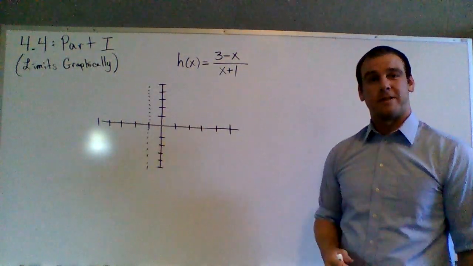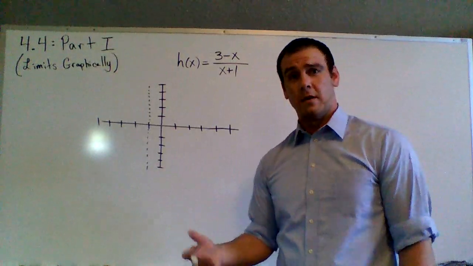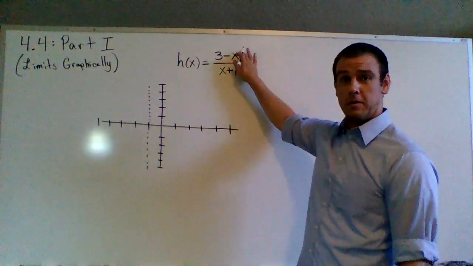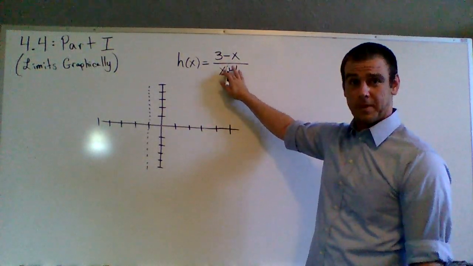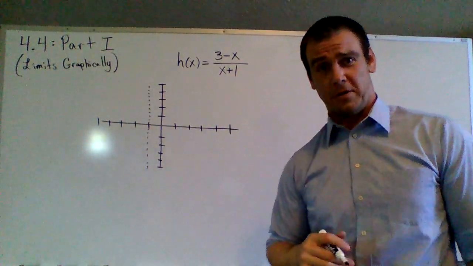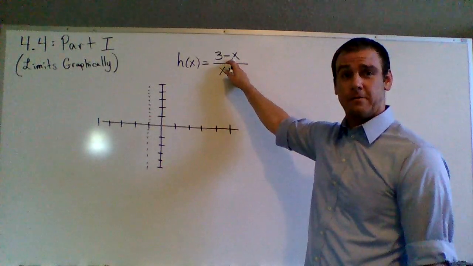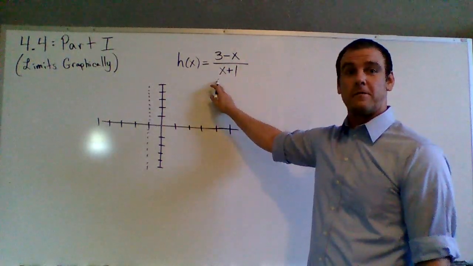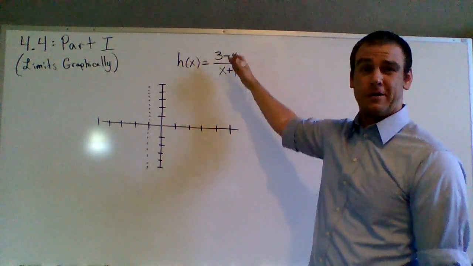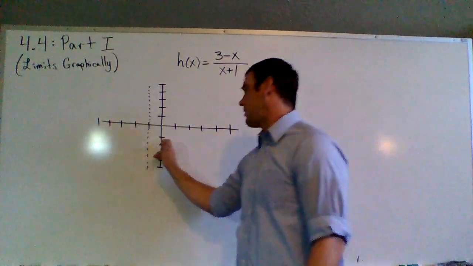Okay, horizontal asymptotes, we got to think about our degrees. Here, my degree on top is 1, my degree on bottom is 1, so it's going to be the ratio of the leading coefficients. Okay, my leading coefficient on top is -1, my leading coefficient on bottom is 1, -1 over 1 is going to be -1.